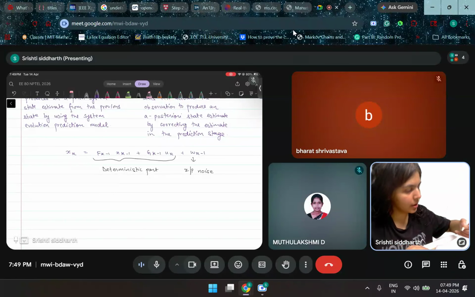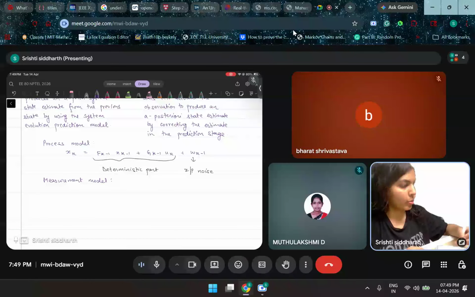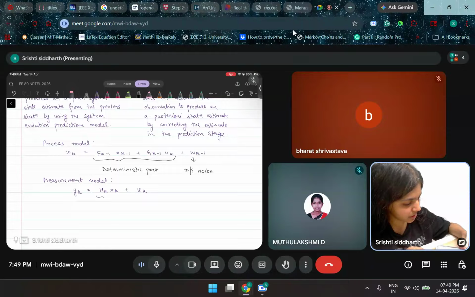Similarly, you have an output equation, or the measurement model. This is the process model, and this is the measurement model. The output y at k is hk xk, then the output noise, this is vk. Again, we know this, so this is deterministic.